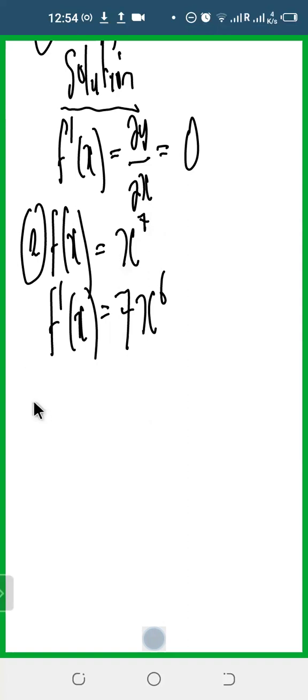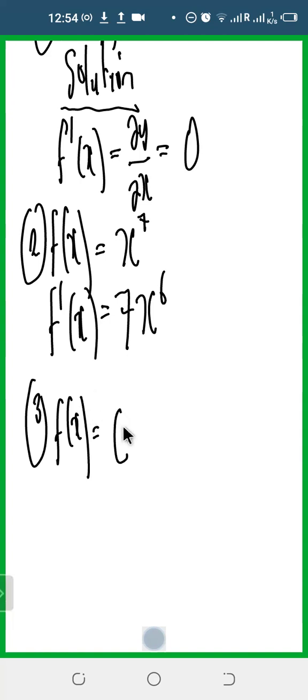Number 3, we have f(x) equal to e raised to power x. So the f prime x in this case is equal to what? e raised to power x. It remains the same. It doesn't change when you are differentiating e raised to the power of a variable.